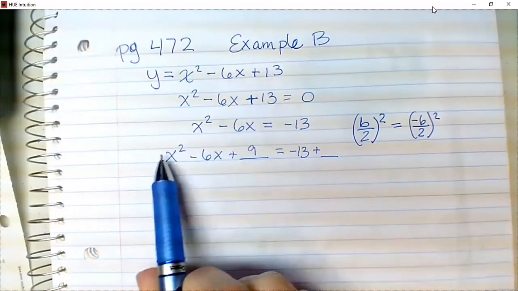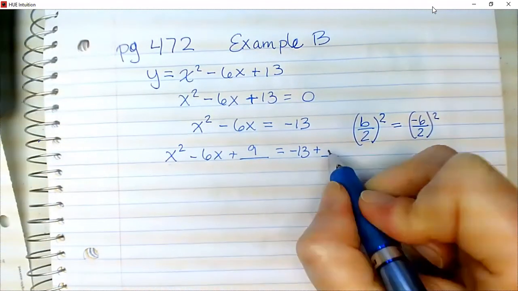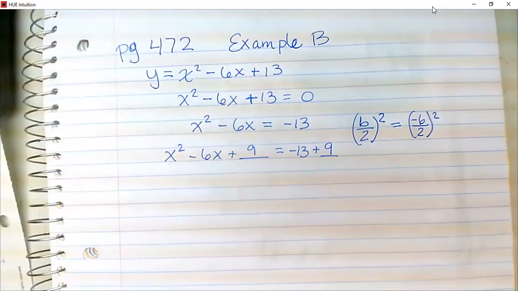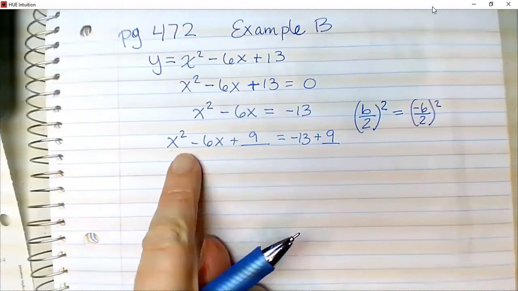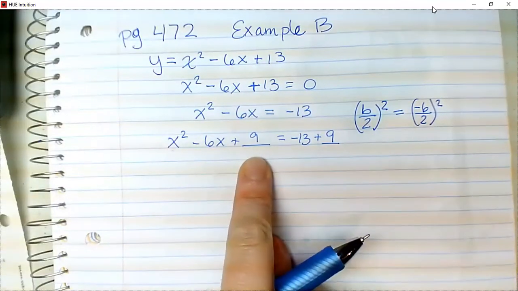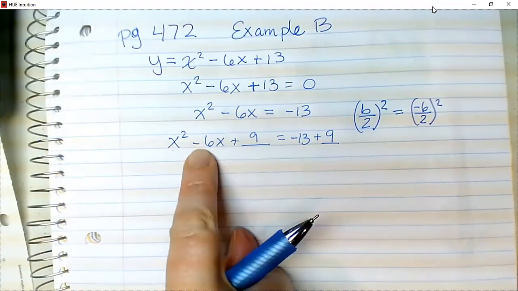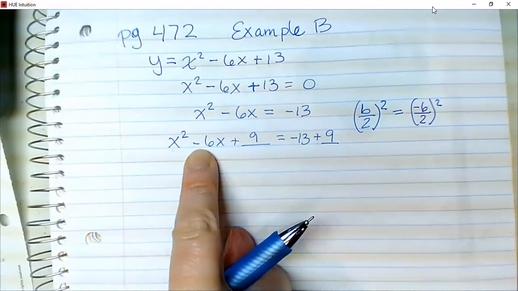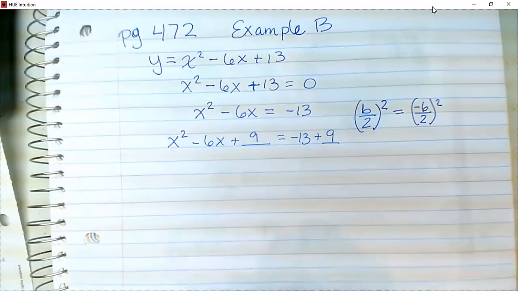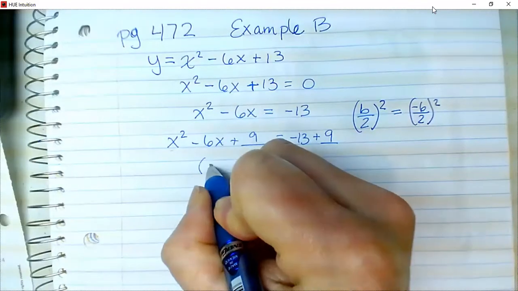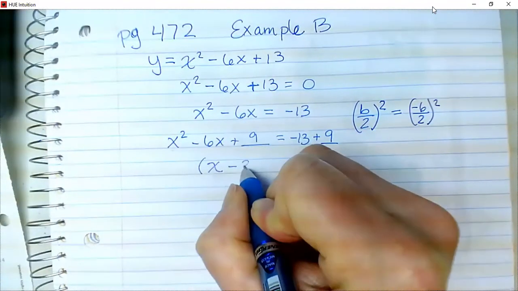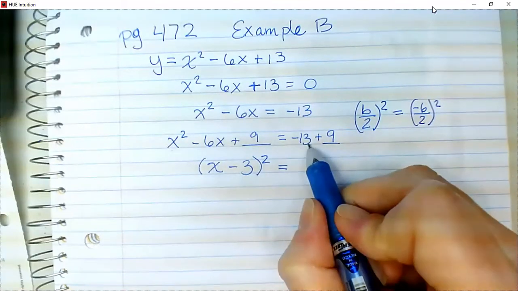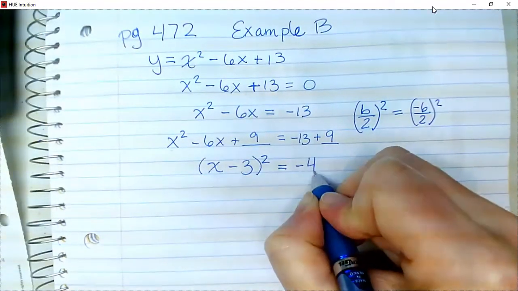We just made a perfect square trinomial. I also have to add it to the other side because what you do to one side, you have to do to the other. Okay, let's go ahead and factor our perfect square trinomial into a binomial squared. So factors of 9 that add up to negative 6. Well, that would be negative 3 and negative 3. So since our binomials are both the same, we can write them as a binomial squared. So x minus 3 squared equals negative 13 plus 9 is negative 4.